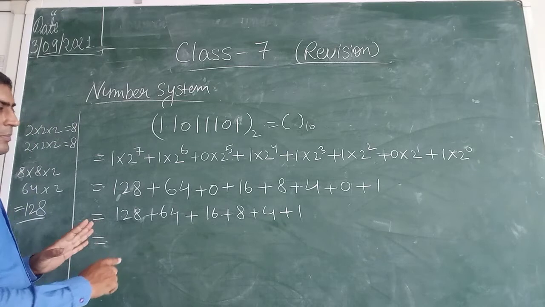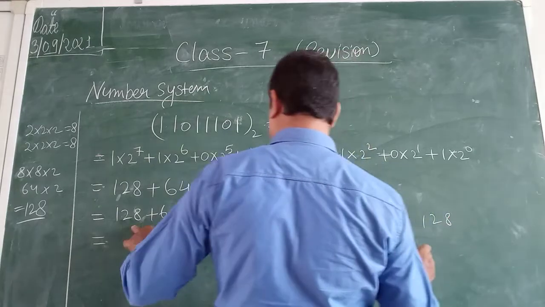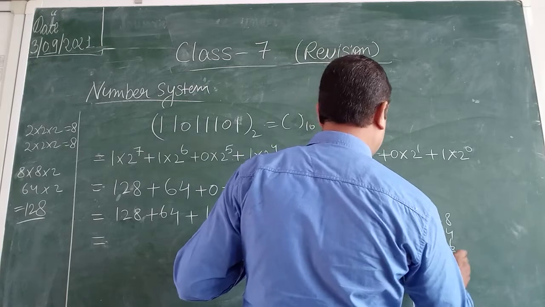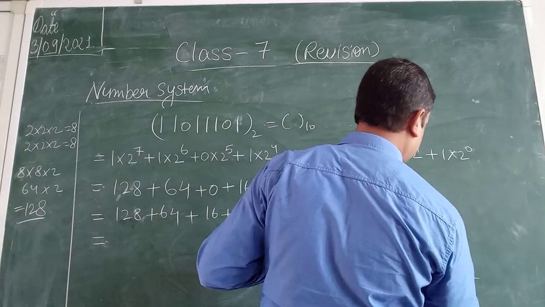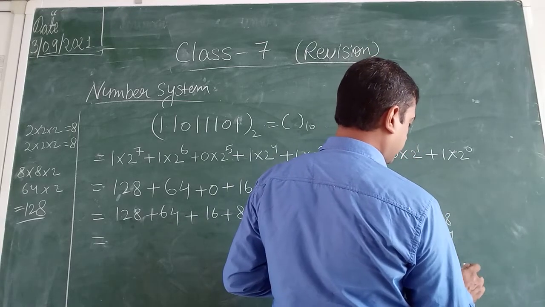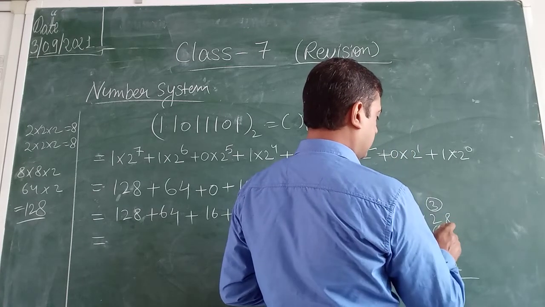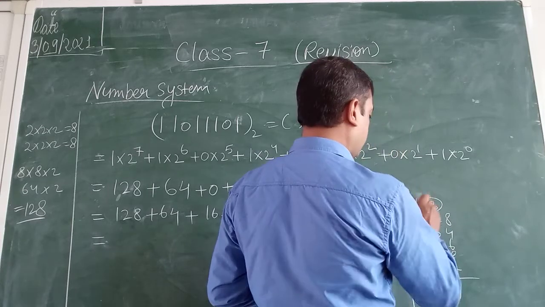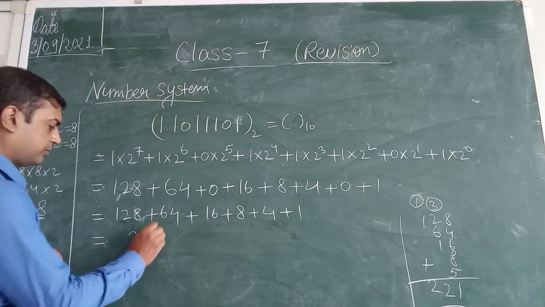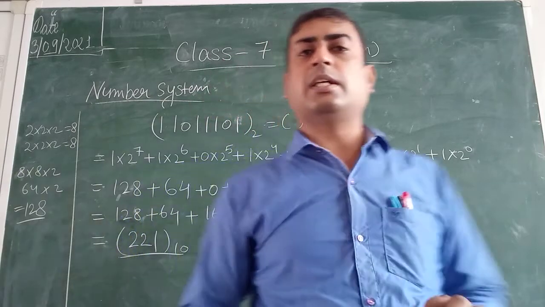Now you have to add these numbers. So I am adding here 128, 64, 16, 8, 4 and 1. The total is 221. This is the decimal equivalent of the number.